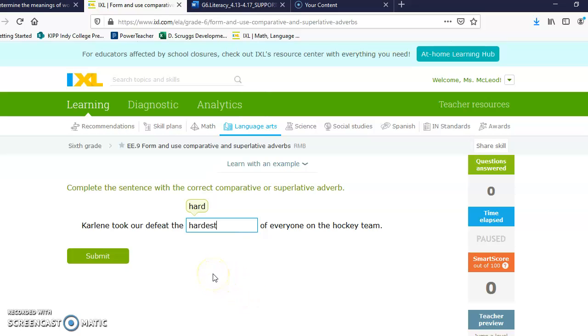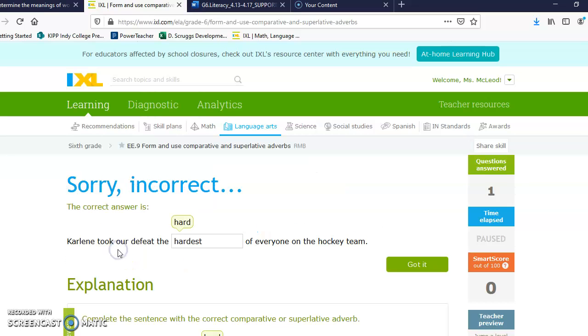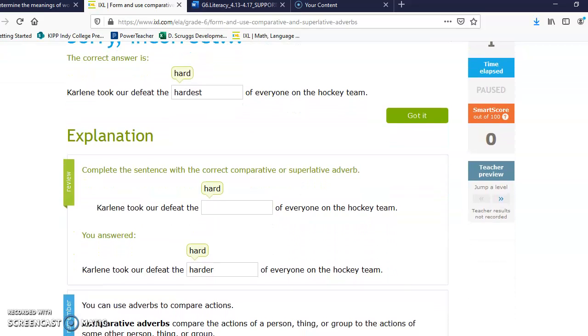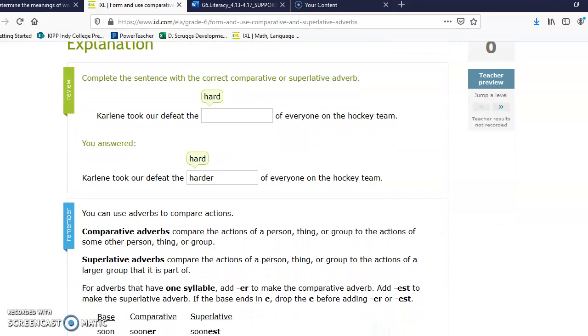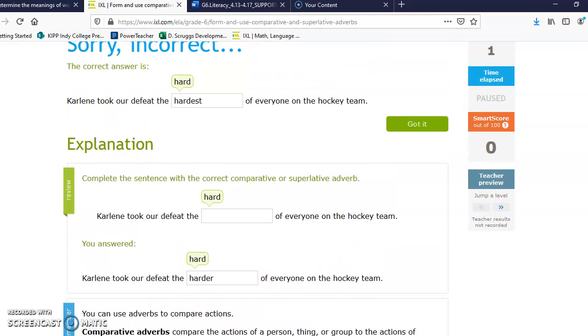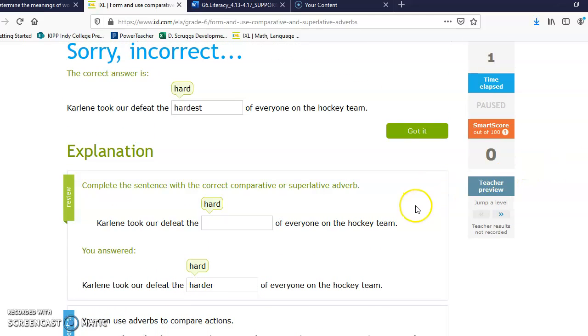All right. I'm going to say harder. Let's see what I get. That's wrong. Okay. The right answer is hardest. So for the explanation, it shows us, Carlene took our defeat the hardest. So the comparative adverbs, again, they compare the actions of a person, thing, or group to the actions of some other person, thing, or group. All right, so I got that wrong on purpose. So let's do it again.